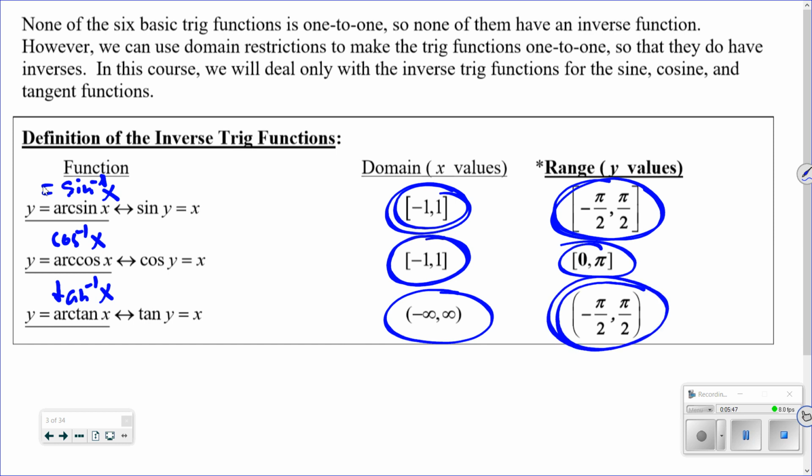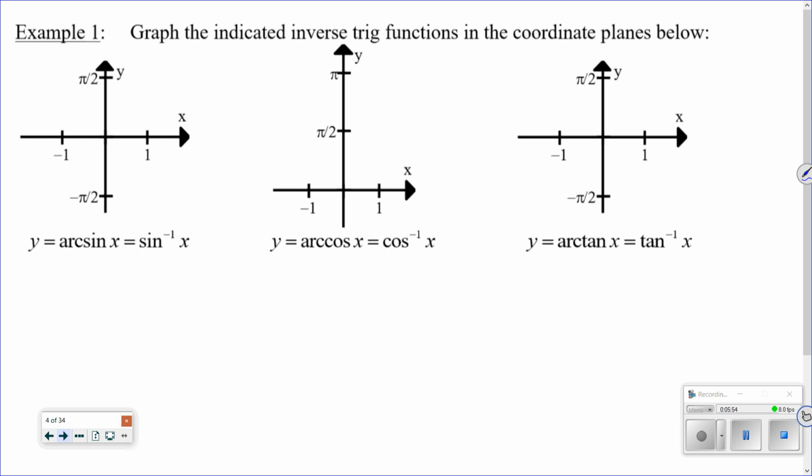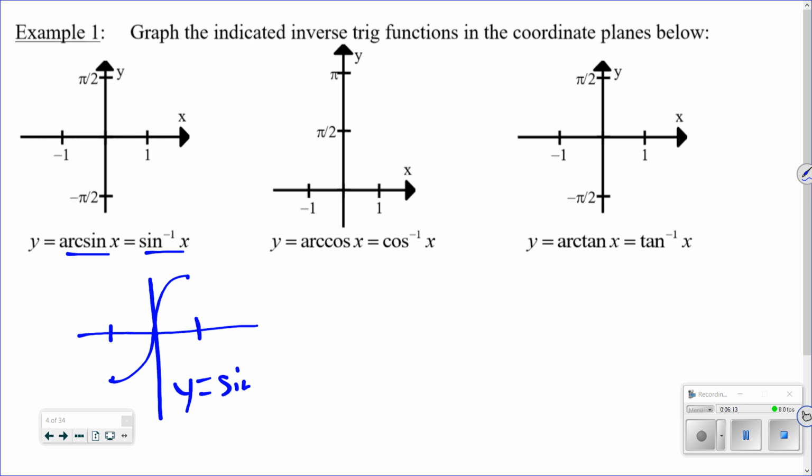Well, let's look at those graphs, and then we'll actually go through and evaluate some of these. The very last thing we'll do is find the derivatives. So if I want to graph y equals arc sine of x, which is the same thing as the inverse sine of x, what I'm going to do right below is just really quick. Remember our sine function? We said we went from -π/2 to π/2. Those were our points, and it looks like that. That's the sine function with the restrictions on it, just looking from -π/2 to π/2.